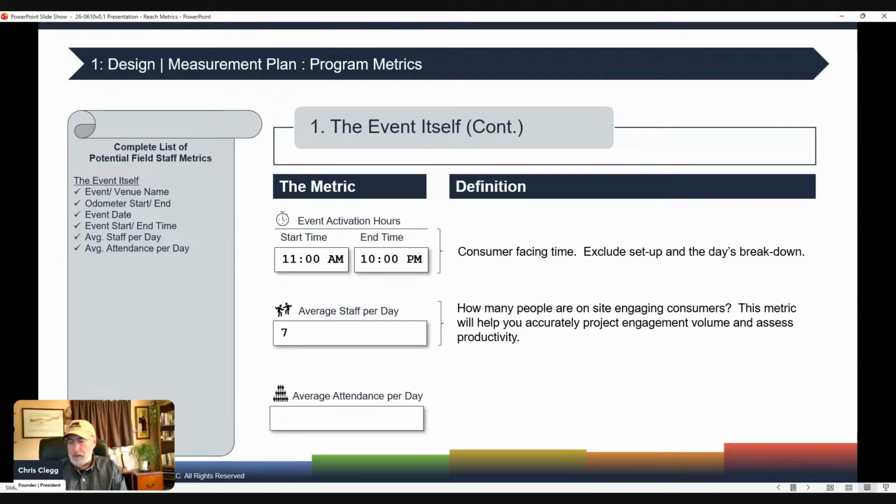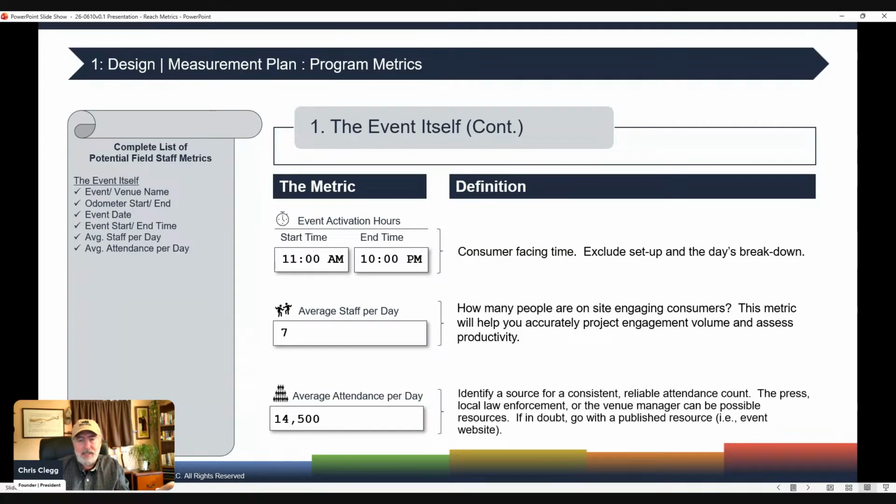So those two metrics become critical, and then we also want to have average attendance at the venue. This is oftentimes hard to calculate. The press are pretty good at it. Local law enforcement, typically there are ordinances at the county or city level that require for every so many people at a venue, there has to be this number of officers on site. And so they tend to be pretty good at calculating and getting real numbers. The venue manager is often going to inflate their numbers a little bit, so take that into account.